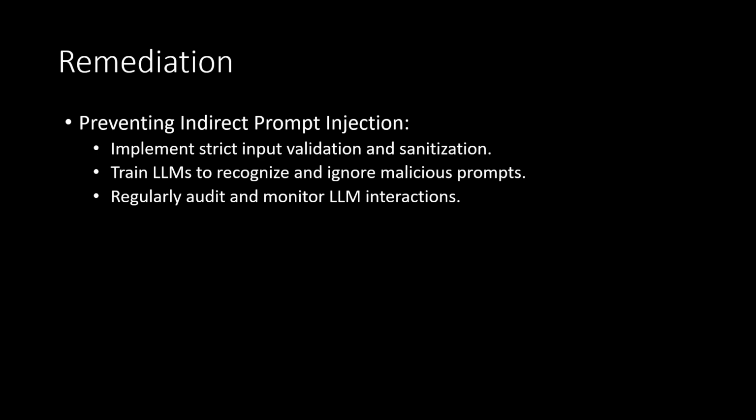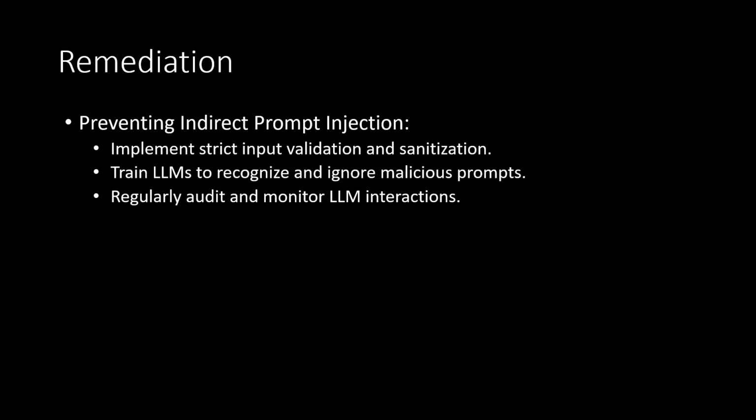Now let's talk a little bit about remediation. To prevent exploitation of LLM APIs through indirect prompt injection, you should implement strict input validation and sanitization. Validate and sanitize all inputs to prevent malicious prompts from being processed. Train LLMs to recognize and ignore malicious prompts. Ensure that LLMs can distinguish between legitimate instructions and harmful prompts. Regularly audit and monitor LLM interactions. Continuously monitor interactions with the LLM to detect and respond to any suspicious activities. By implementing these security measures, you can mitigate the risks associated with indirect prompt injection and ensure the safety of your backend systems.